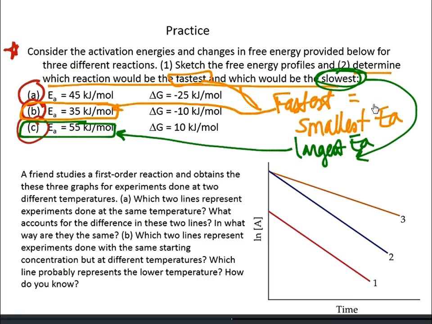And you're going to assume that the pre-exponential factor, the frequency factor, is the same. So those are all things that influence K, but between Ea and delta G, the only one of those that influences K is the activation energy. And so the fastest one will have the smallest hill to get over, and the slowest one will have the largest hill to get over. So the slowest one is C and the fastest one is B.